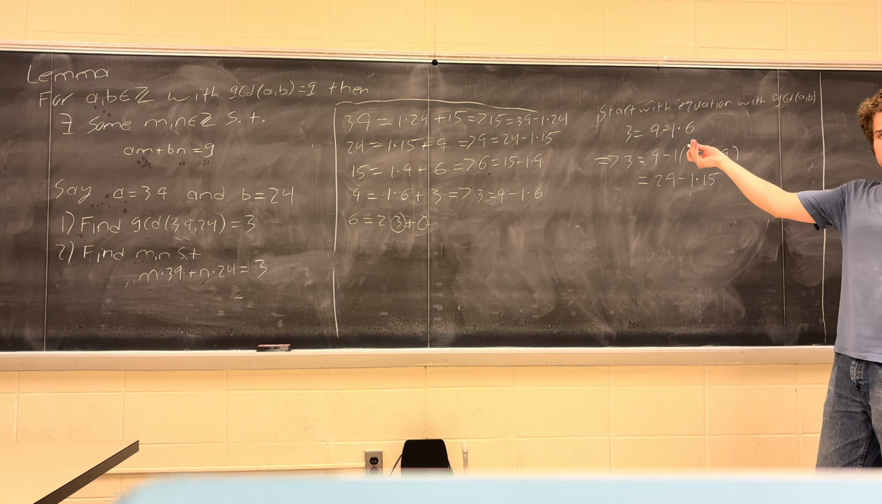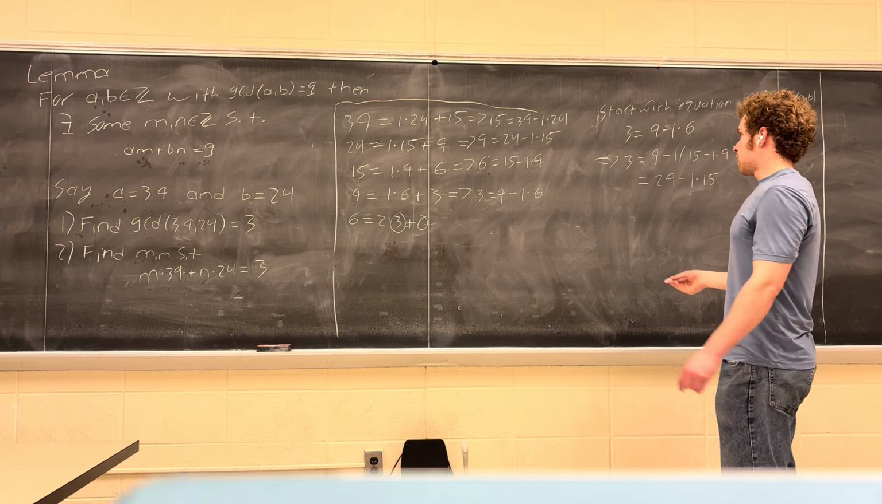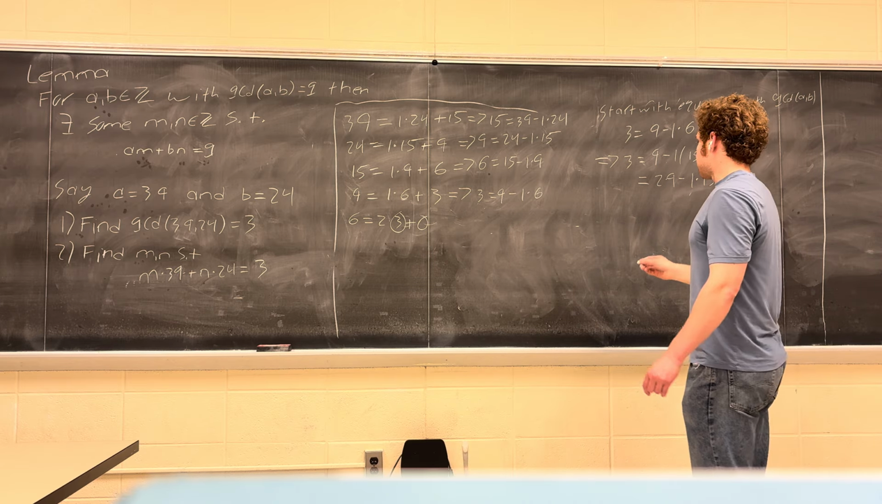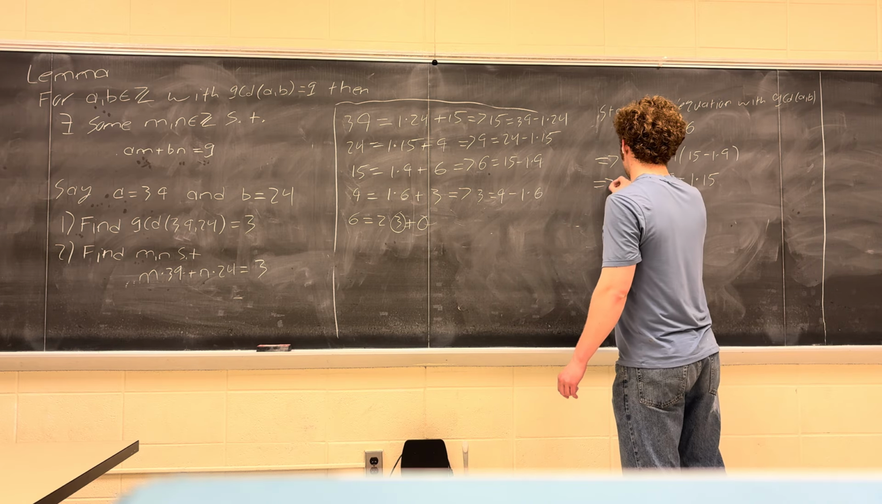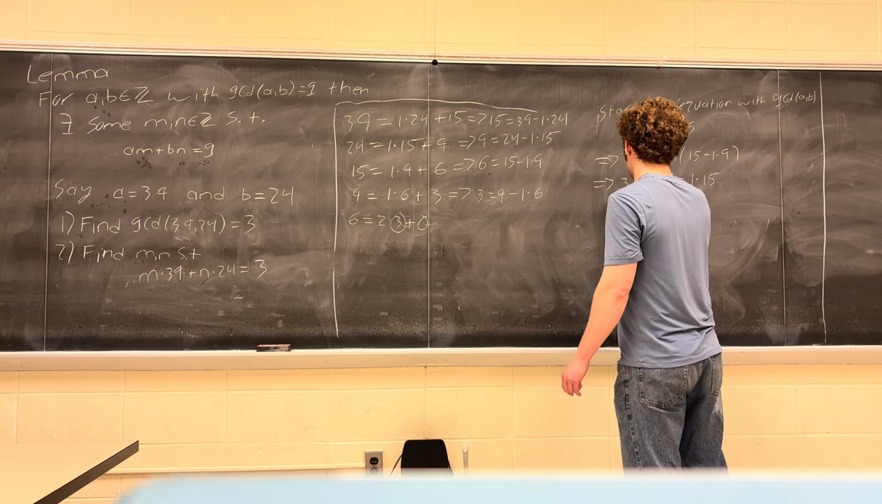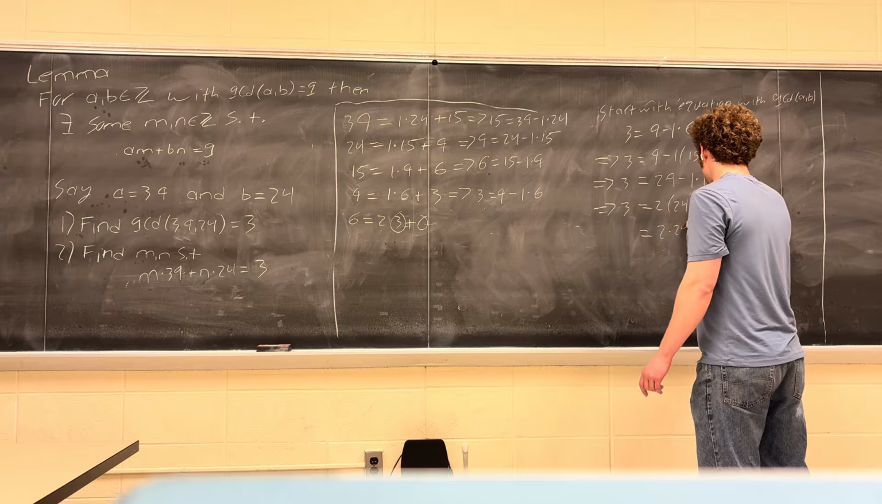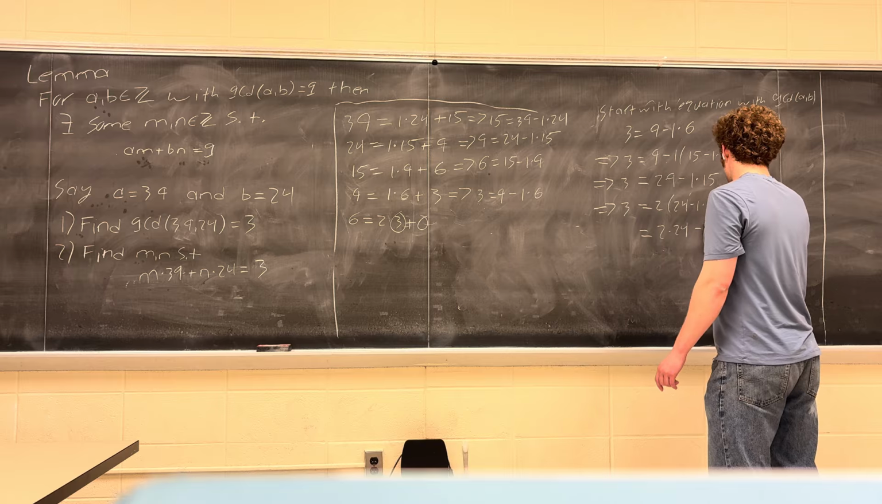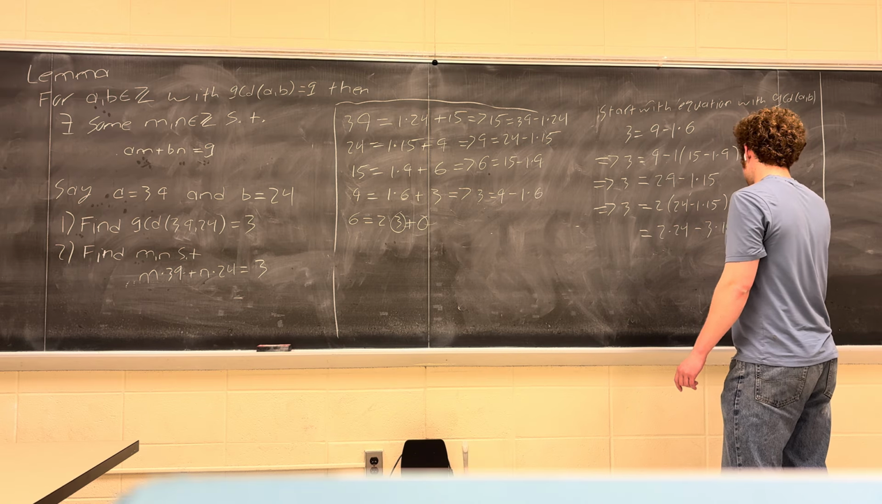But we also have this equation for 9 here, so we're going to update our equation again. We have 3 equals 2 times (24 minus 1 times 15) minus 1 times 15. Simplify everything: 2 times 24 minus 3 times 15.